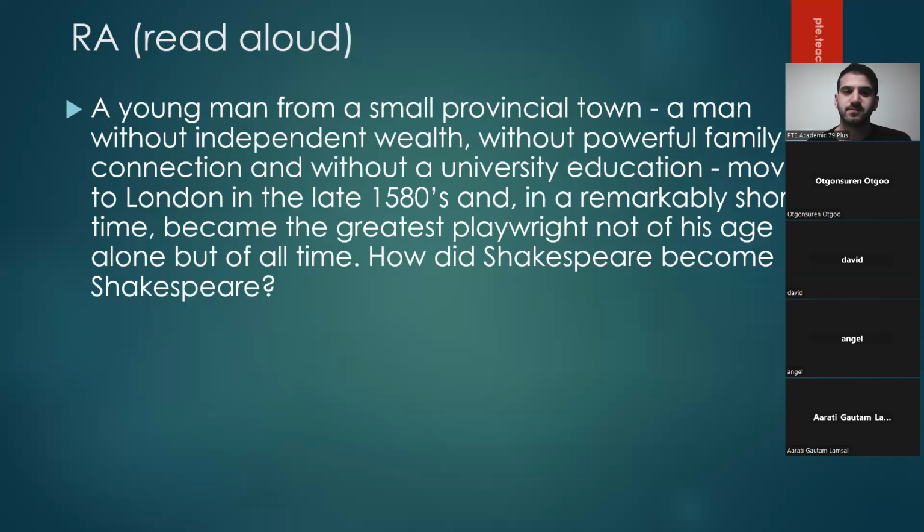A young man from a small provincial town, a man without independent wealth, without powerful family connection, and without a university education, moved to London in the late 1580s and, in a remarkably short time, became the greatest playwright not of his age alone, but of all time. How did Shakespeare become Shakespeare?